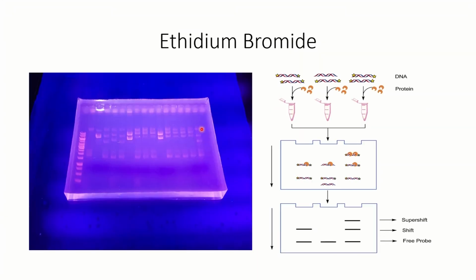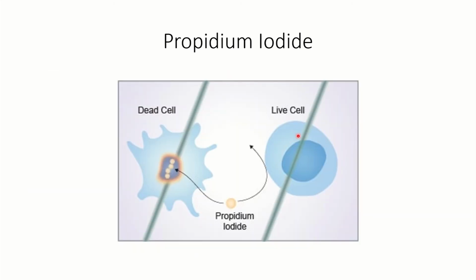It is no surprise that one of the most common applications of Ethidium bromide is for agarose gel electrophoresis to visualize DNA. Another application is EMSA, which is short for electrophoretic mobility shift assay. This assay follows the same concept of agarose gel electrophoresis, except it is used to visualize protein-DNA or protein-RNA interactions. One application of propidium iodide is that it is used as a DNA stain for flow cytometry.